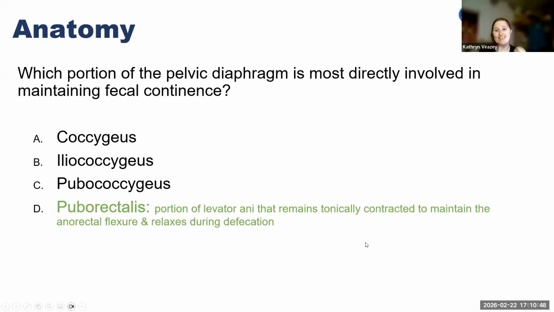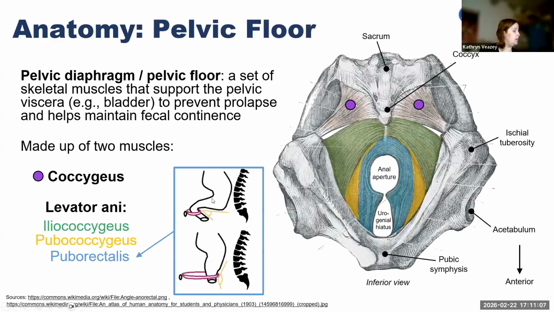That is the puborectalis muscle. So this is one of your three parts of your levator ani muscle. The levator ani and coccygeus together are the two main components of your pelvic diaphragm. We're going to talk about them in just a second. This is the one that stays tonically contracted. It actually forms a U-shaped sling that keeps the recto-anal junction at an incredibly sharp angle.